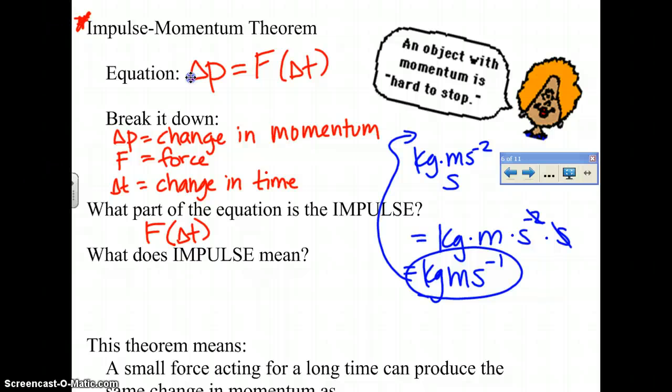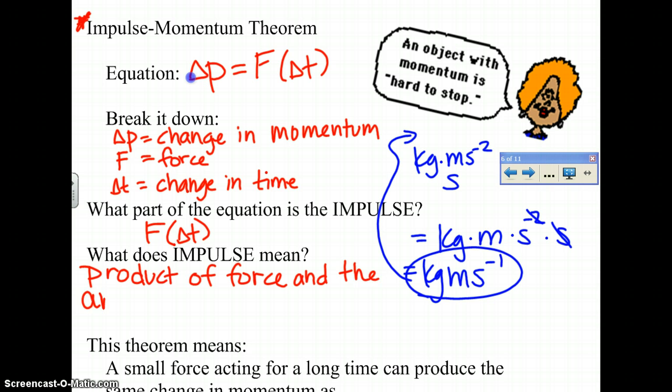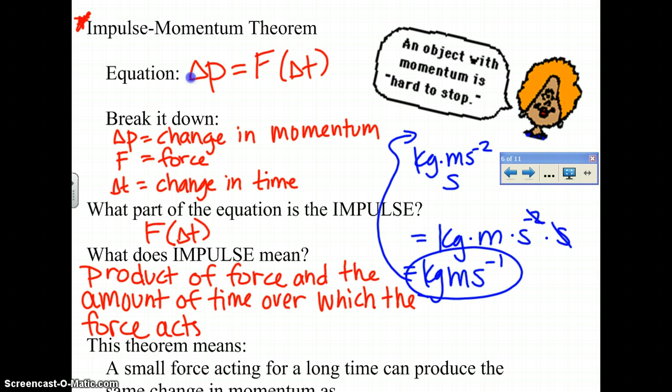Okay, what does impulse mean? Impulse means that it is the product of force and the time over which the force acts on an object. It is the product of force and the amount of time over which the force acts on the object.